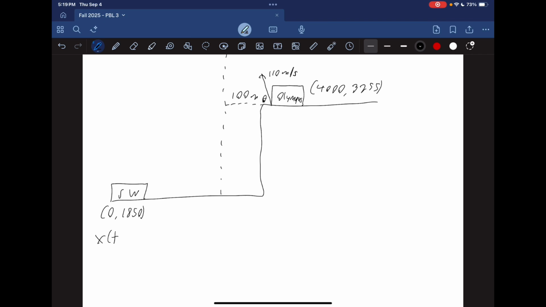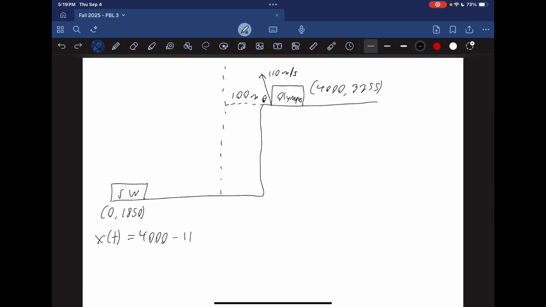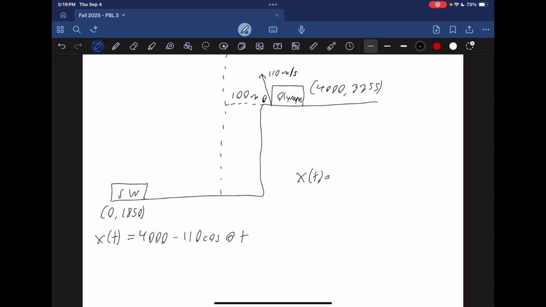So first, we want our x of t, our horizontal displacement. It's going to be 4,000 minus 110 cosine of theta times time. So this is just our x of t equals x naught plus v naught t.